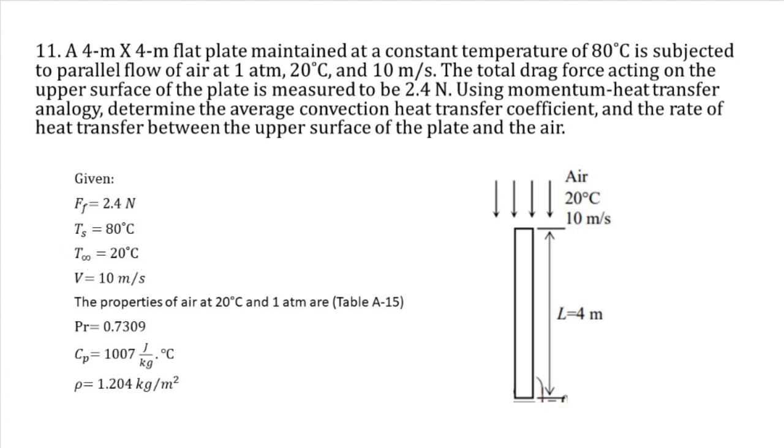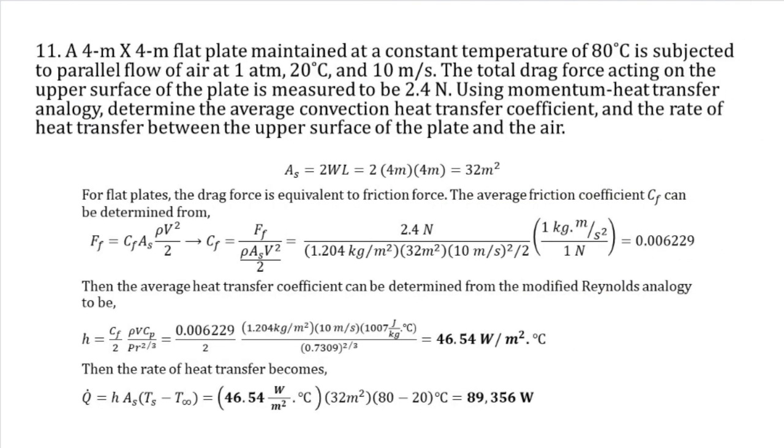This is the velocity. And the properties of air at 20 degrees Celsius and 1 atmosphere are found in table A-15. So we have the Prandtl number 0.7309, the specific heat 1007 joule per kilogram degrees Celsius, and the density 1.204 kilogram per meter cubed. Because both sides of the plate are exposed to airflow, the total surface area is equal to 32 meters squared.